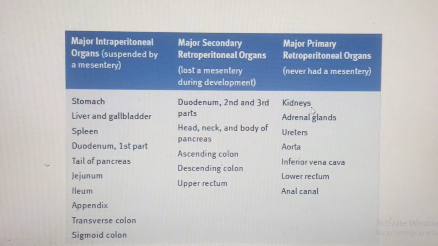Mesentery is supposed to make you mobile. They never had mesentery. So they will include the kidneys, the suprarenal glands or the adrenal glands, the ureters, yes, all those structures in the posterior abdominal wall. And those ones are usually hidden. They are fixed and they are usually hidden as well. Lower rectum, anal canal.